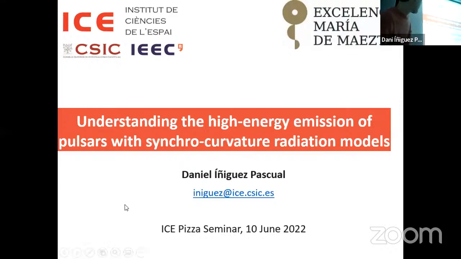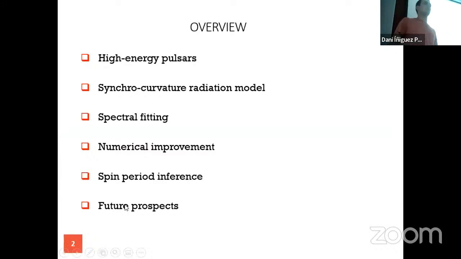First, I will start with a brief introduction about what high energy pulsars are. Then I will present this variative model, and then after that I will show the results of spectral fitting of the population of high energy pulsars with this model. After that, I will move to a more numerical side of our project, in which I will introduce a numerical improvement done in the last year. And after that, I will present the application of the model, and finally, I will explain the future prospects of our project.